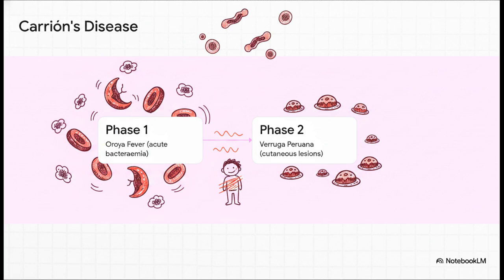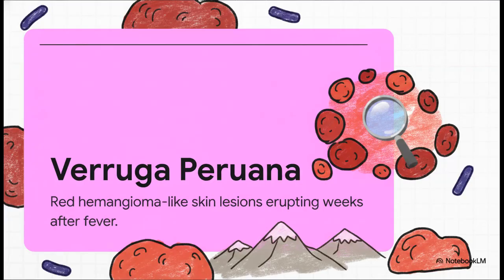Let's see how this builds, because Carrion's disease is uniquely biphasic. If the patient actually survives the massive hemolytic anemia of phase 1, Oroya fever, the disease then evolves into phase 2. Phase 2 is called verruga peruana, or Peruvian warts. Basically, weeks or even months after that initial fever subsides, the patient is going to erupt with these red, hemangioma-like cutaneous lesions. Test writers love, and I mean love, using this as a distractor because these lesions look visually similar to other angiomatous diseases. But that prior history of profound anemia and Andean travel, that is your dead giveaway.